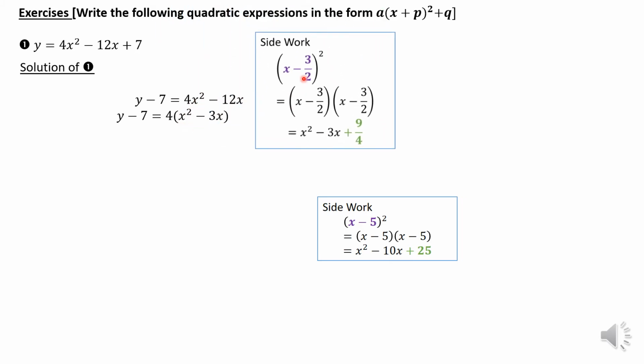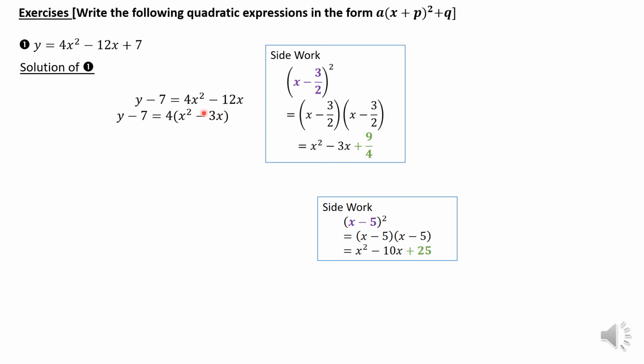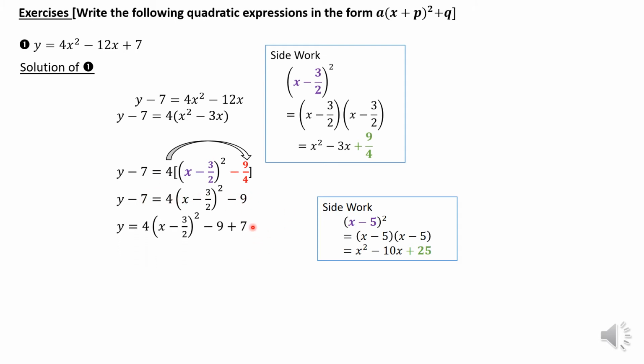So if I do my side work, I take half of negative 3, which is negative 3 over 2, and when I square that, it will give me a value of 9 over 4. That is why I'm taking that 9 over 4, like I did with the previous examples. But here's the thing, because I have that 4, I cannot yet bring my 7 back. I will first multiply 4 times that particular number, and it gives me negative 9. And after that, I will bring back the 7, and when I bring back the 7, I'll realize I end up with negative 2.